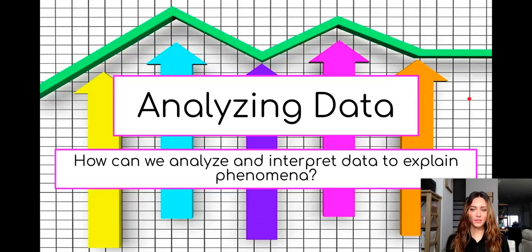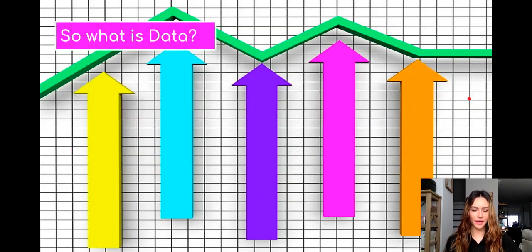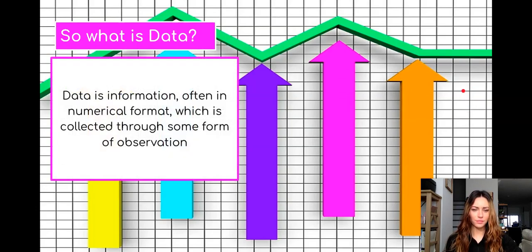Hello. In this video, we will be discussing how to analyze data in order to interpret or explain phenomena or things that take place around us. So first, what is data? It's a word we use a lot in science, but what do we actually mean when we say it? So data is simply information.